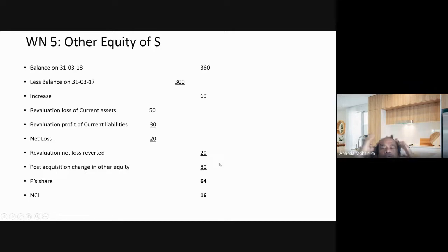Here we would call it post-acquisition change in other equity. You may write post-acquisition profit also. So 80. Of this post-acquisition, parent share is 80%, 64. Non-controlling interest is 20%, 16. That you need to find. Pre-acquisition part is not required. Post-acquisition part is required. 64 and 16.